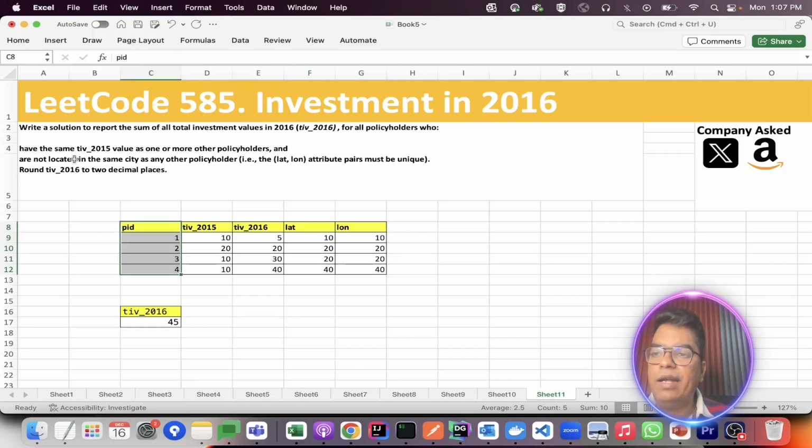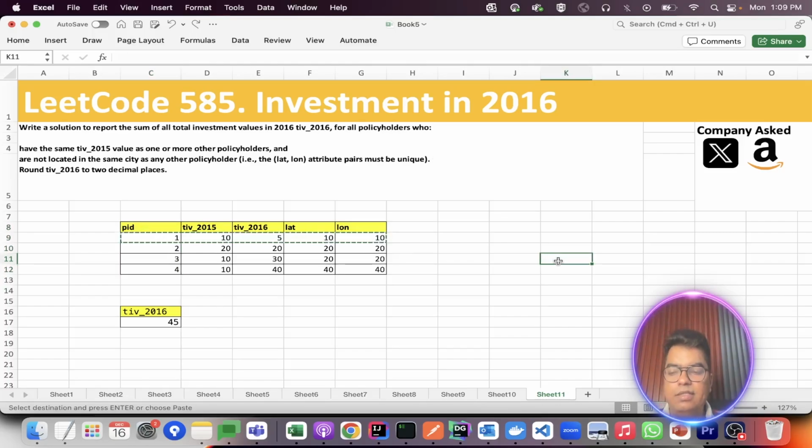What we need to do is write a solution to report the sum of all the total investment values in 2016 for all policy holders who have the same TIV 2015 value as one or more other policy holders, and are not located in the same city as any other policy holder. That is, the latitude and longitude attribute pairs must be unique. Round TIV 2016 to 2 decimal places. Let us see how we could achieve this solution.